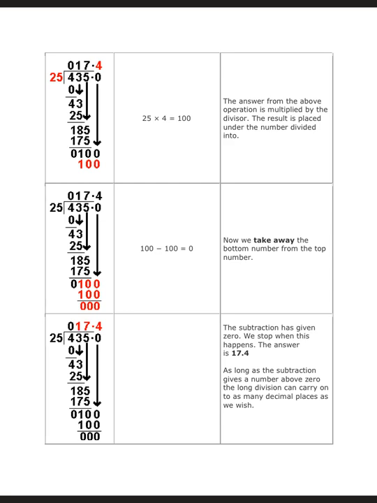Therefore, we can stop at this point and our answer is 17.4. That concludes our lesson.